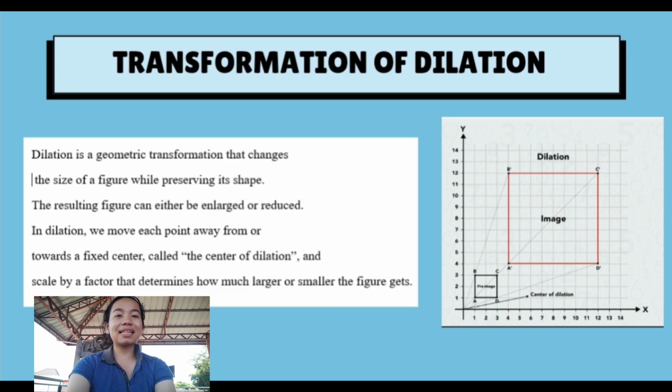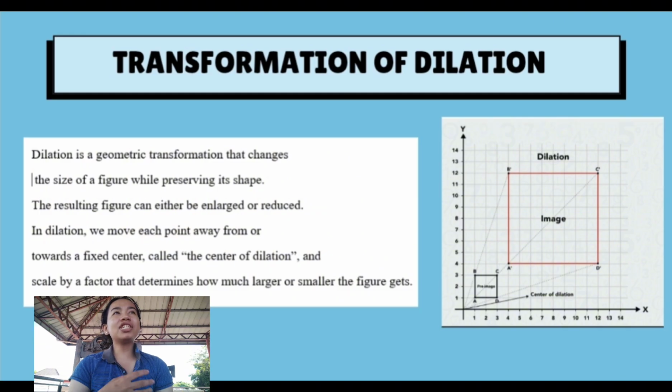And finally, for the last example of transformation, the transformation of dilation. So what is dilation in geometry? Dilation is a geometric transformation that changes the size of a figure while preserving its shape. The resulting figure can either be enlarged or reduced. And in dilation, we move each point away from or towards a fixed center called the center of dilation, and a scale which determines how much larger or smaller the figure gets.